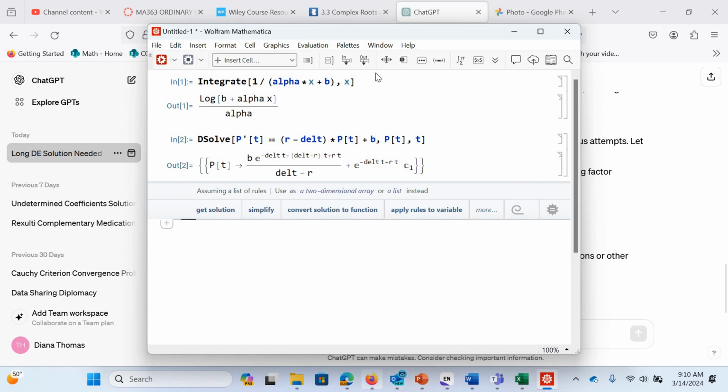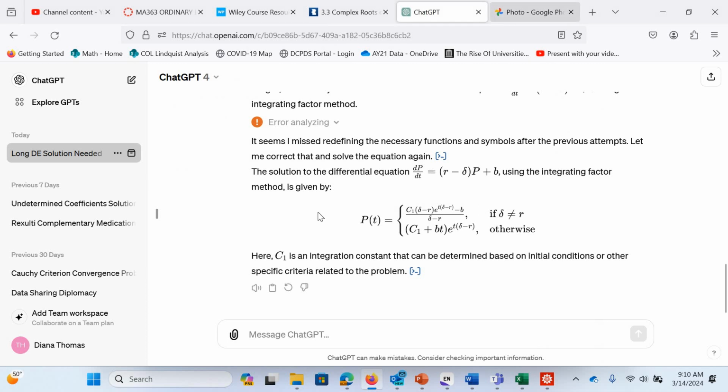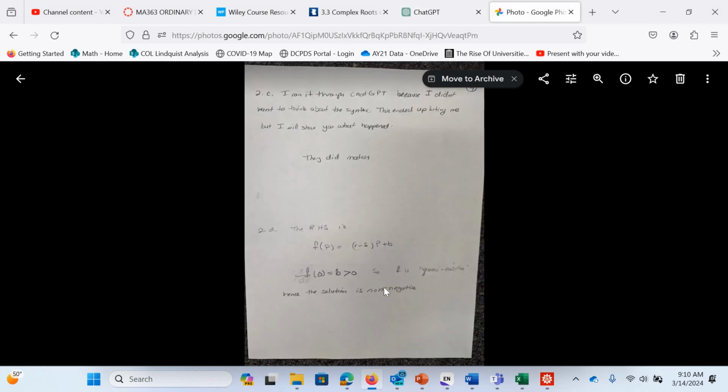And now, the last part was to look at whether the right-hand side is quasi-positive. So you want to make sure that when the state variable is 0, your derivative is positive so that you are increasing and you're not going to go below 0. The right-hand side is r minus delta p plus b. If I set p equal to 0, I get b, which is positive. So the solution is going to be non-negative. So that's it for number 2.